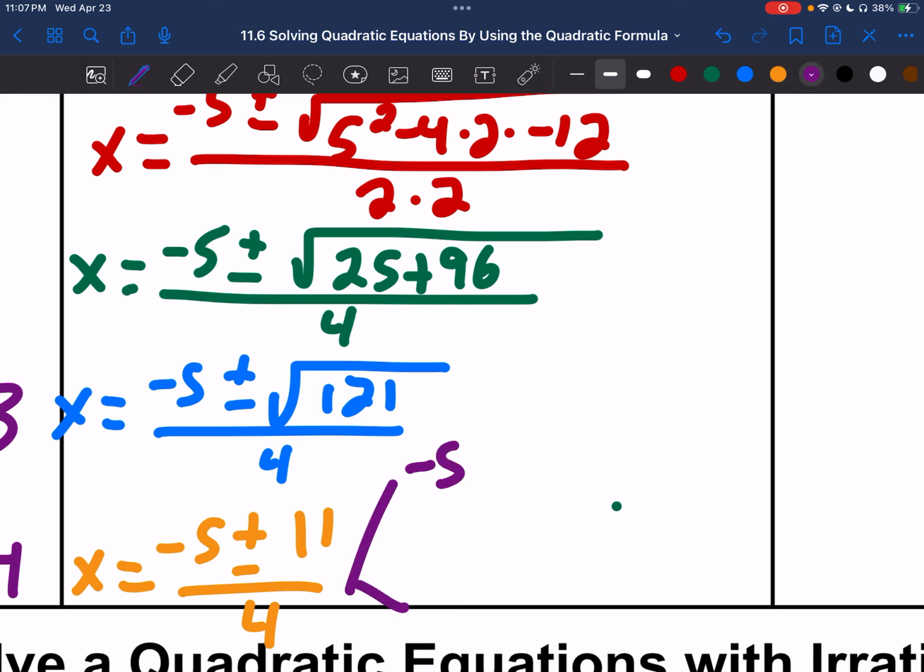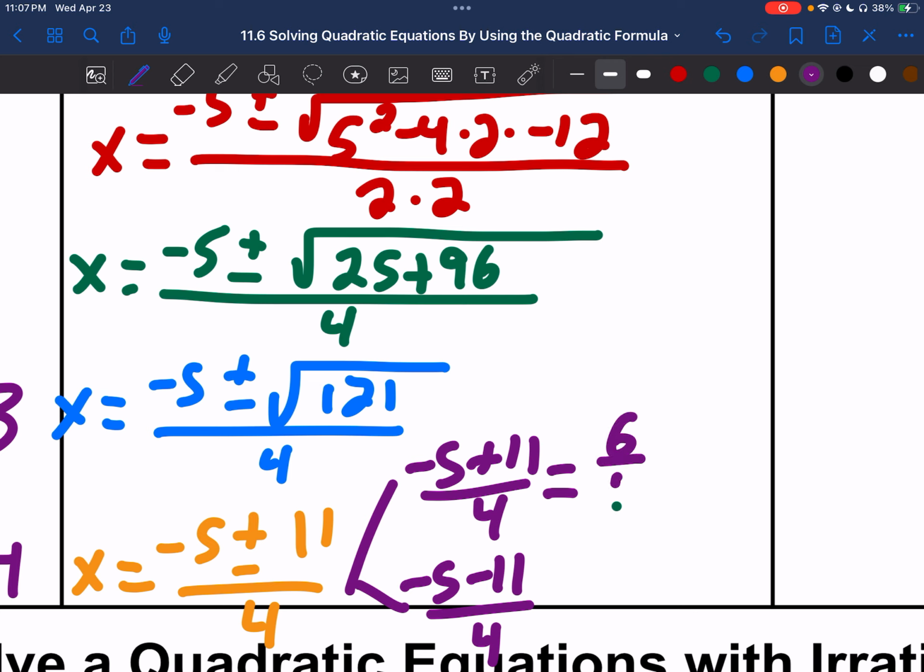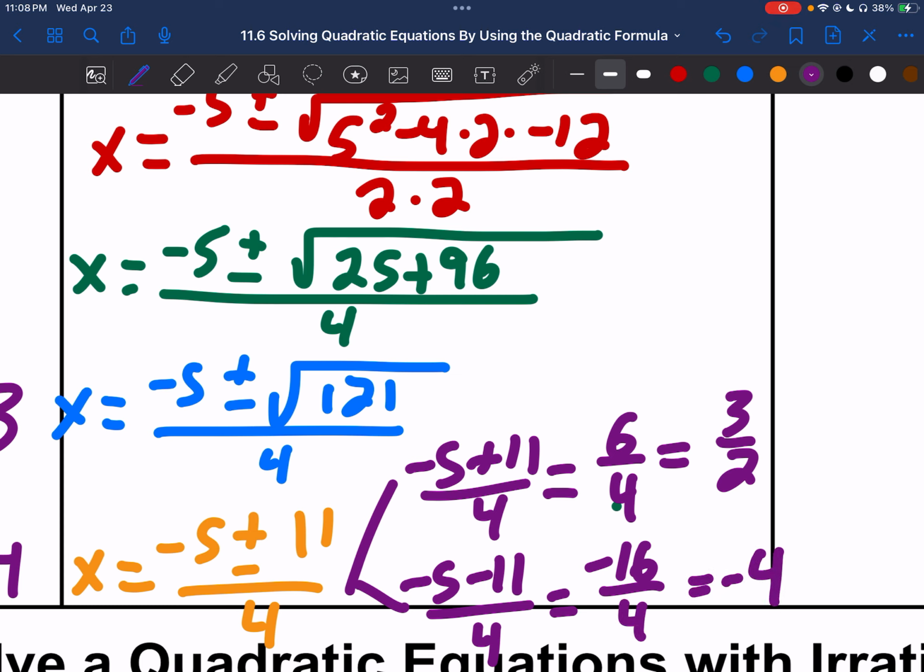Negative 5 plus 11 over 4. Negative 5 minus 11 over 4. So when we do the math, we've got 6 over 4, which reduces to 3 over 2. Go ahead and just leave these as fractions, guys. So we have negative 16 over 4, which is negative 4. For solutions here, leaving it as a fraction is going to be your easiest method.